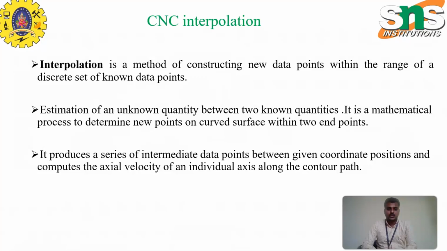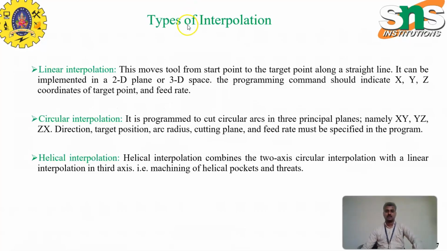It is a mathematical process to determine the new points on the curved surface within two endpoints. It produces a series of intermediate data points between given coordinate positions and computes the axial velocity of individual axes along the contour path. It means it produces a series of data points which connect the coordinate positions in the axis and compute the axial velocity of the particular axis.